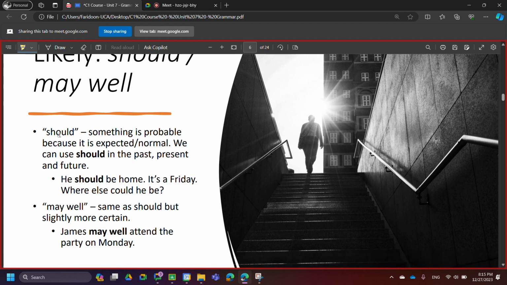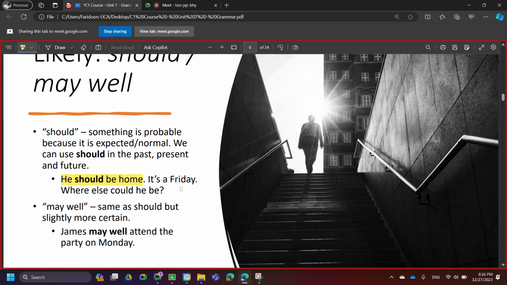Okay, so when you're talking about how likely something is to happen, you can use should and may well. Should is something we use when something is probable because it is expected or it is normal. We can use should in the past, we can use should in the present, and we can use should in the future. Example, he should be home. It's a Friday. Where else could he be? So this is like saying that it's likely that he's at home, right? It's likely that he is home.